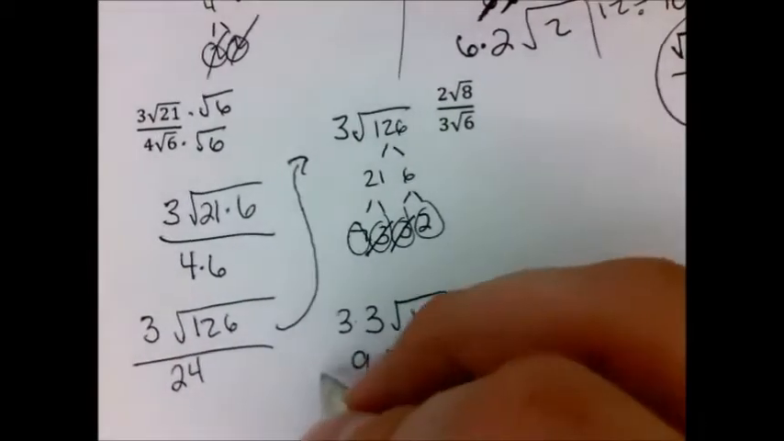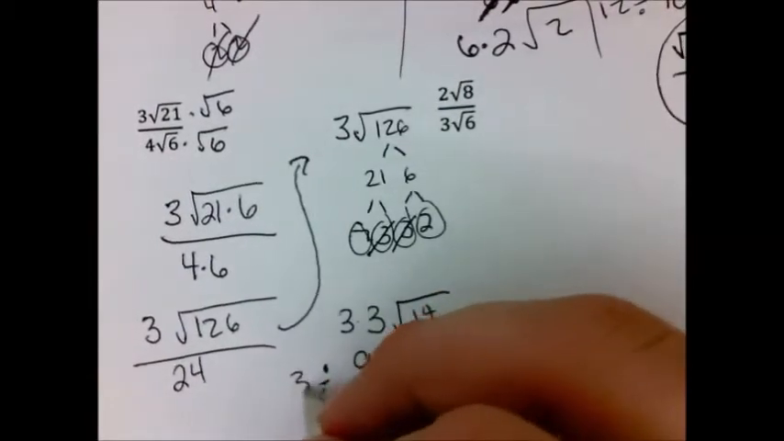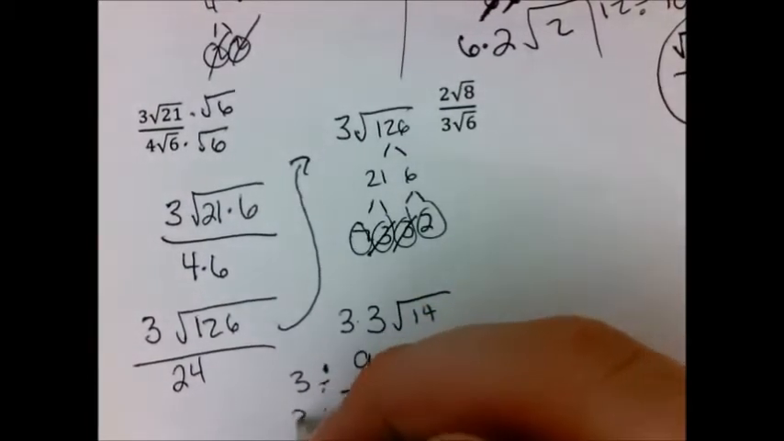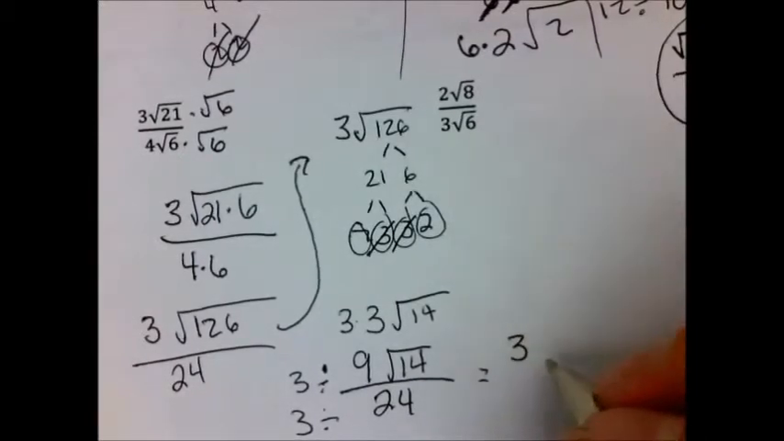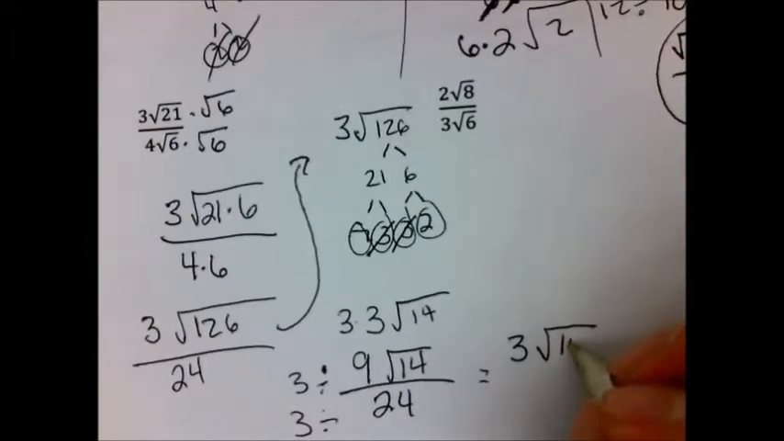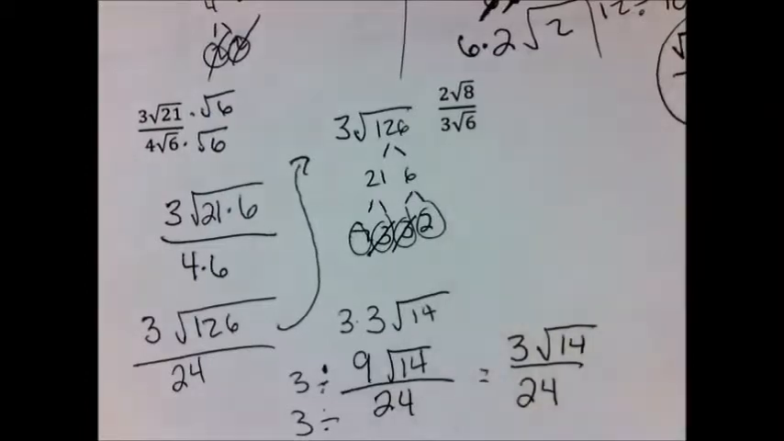Top and bottom can both be reduced by 3, so if we do that, we should get 3 square root 14 all over 24.